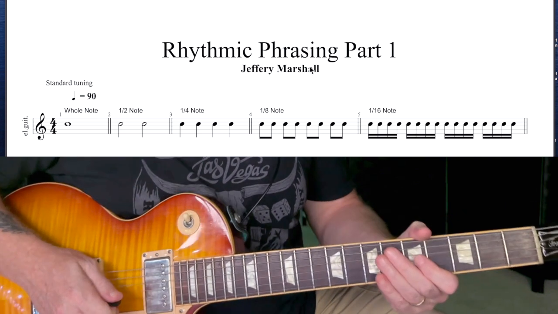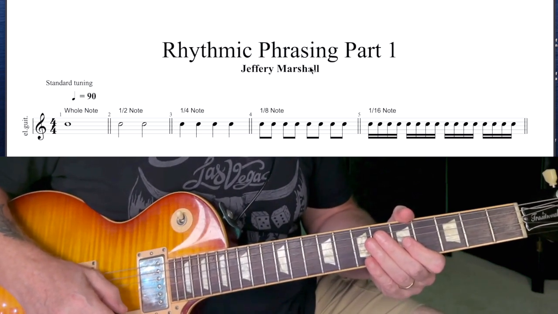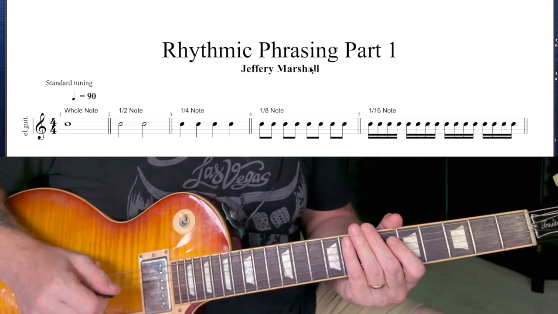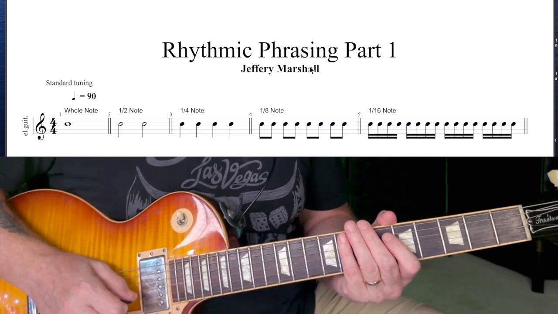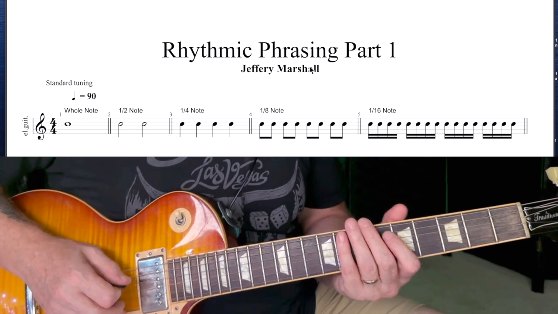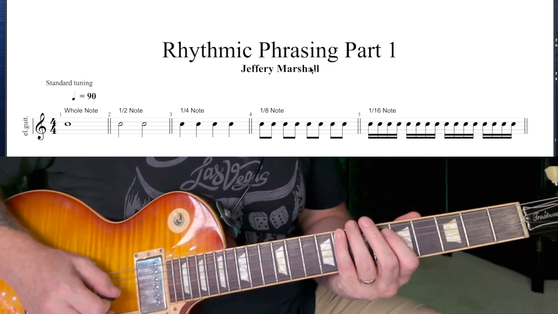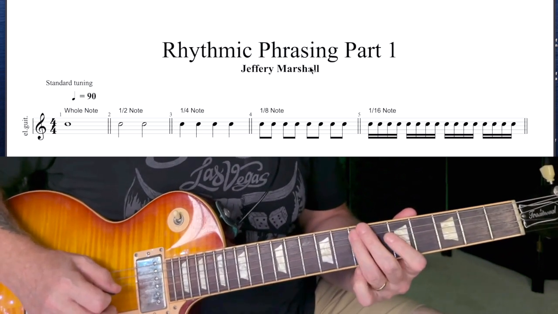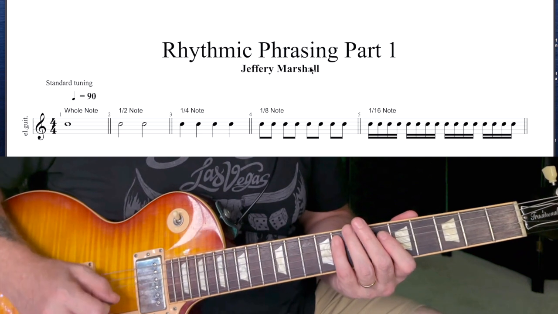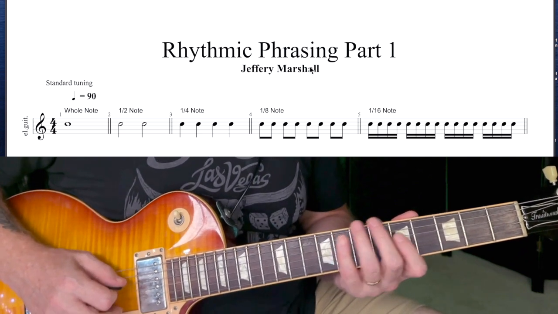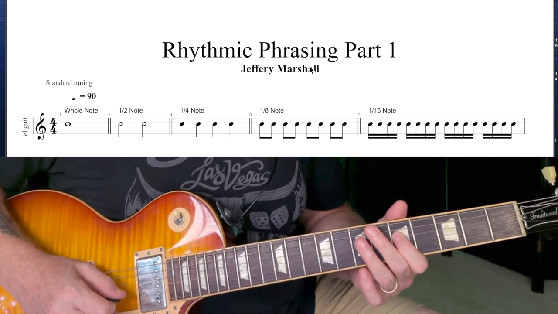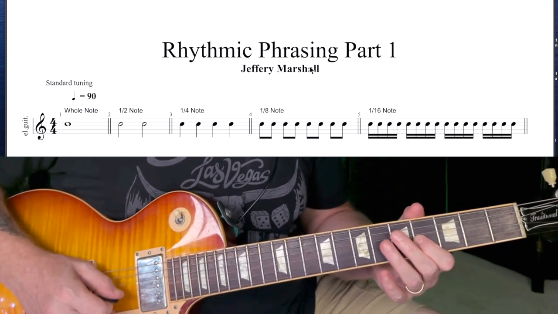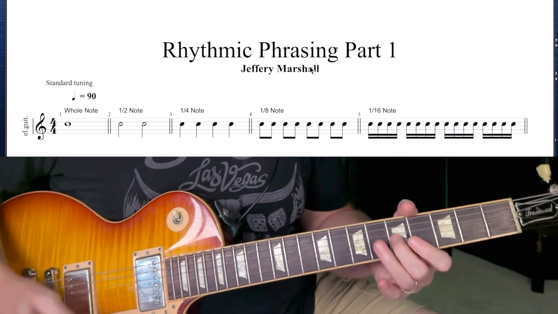So if I was going to play a C major scale using whole notes, it would take me a little while because each one of these whole notes is going to last a whole measure. So here's our measure: 1, 2, 3, 4. 1, 2, 3, 4. Okay, I'll stop there.